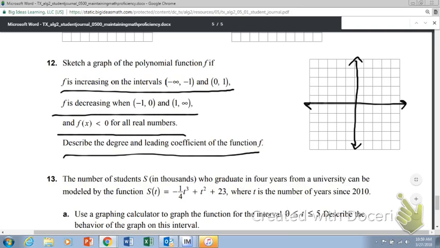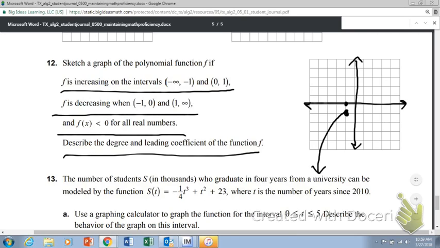Now increasing and decreasing means going uphill as you move along the x-axis or going downhill as you move along the x-axis. So if you're increasing between negative infinity to negative 1, let's put a point here at negative 1. So we know it has to go uphill. Now it also says f of x has to be less than 0 for all real numbers. So let's move this point down 1 because it can't be at 0, right? Let's move it down to negative 1. So we know our graph is coming uphill to that point.